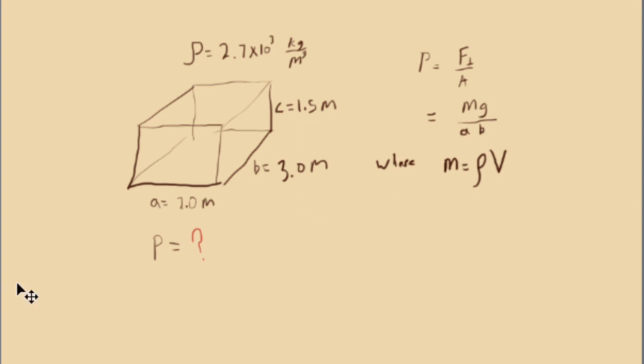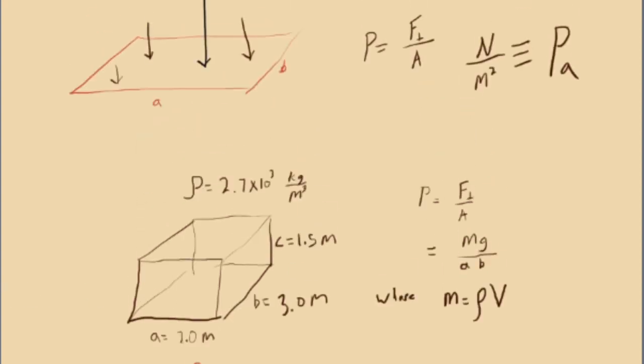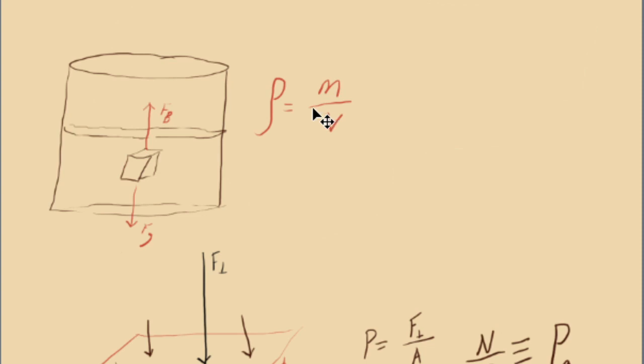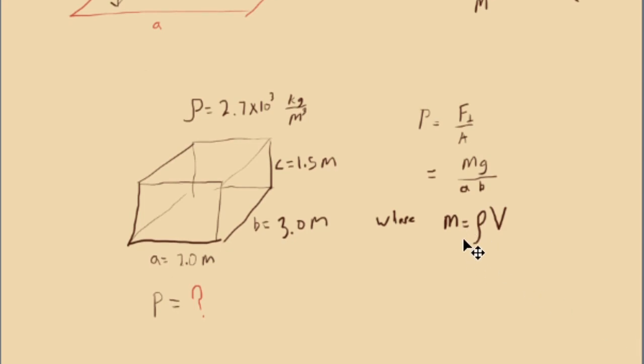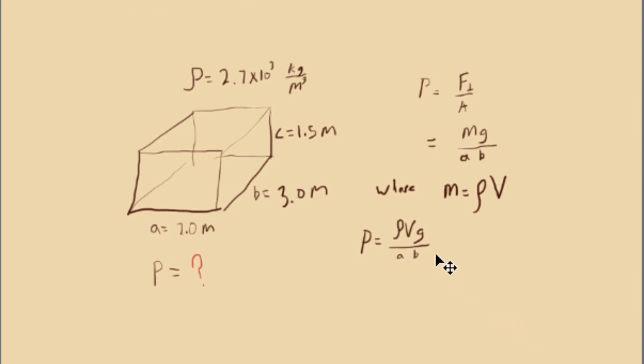But we know from our density equation that our mass is, if we just multiply our density by volume, we'll end up with a mass. So we're just substituting rho V for mass in this equation, which gives us a pressure is equal to the density of the object, in this case, multiplied by its volume, multiplied by gravity, and divided by its area.